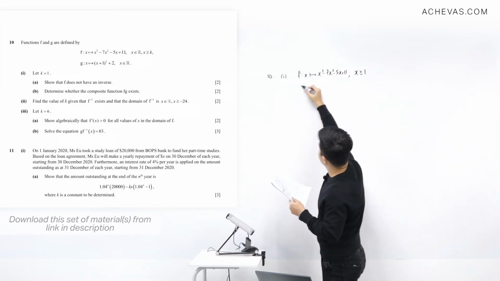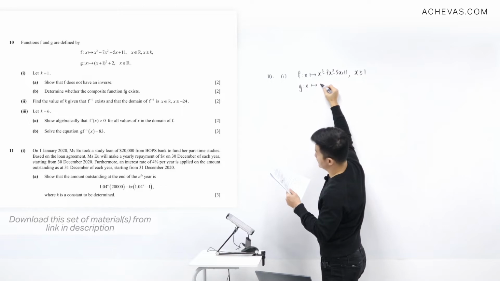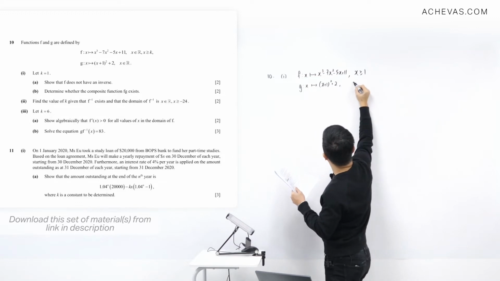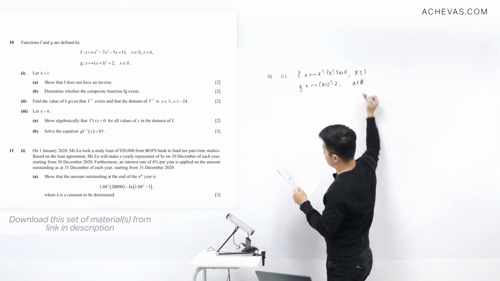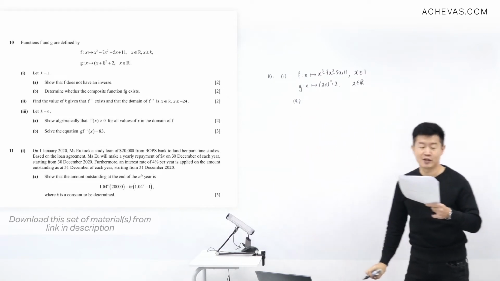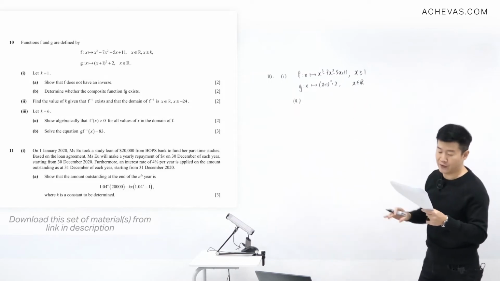And for the function g, let me write it down also. g is such that we have this, and it is a quadratic polynomial as this expression. And x is just simply all real numbers. In part A, show that f does not have an inverse. So what I'm going to do is just sketch a graph of f.